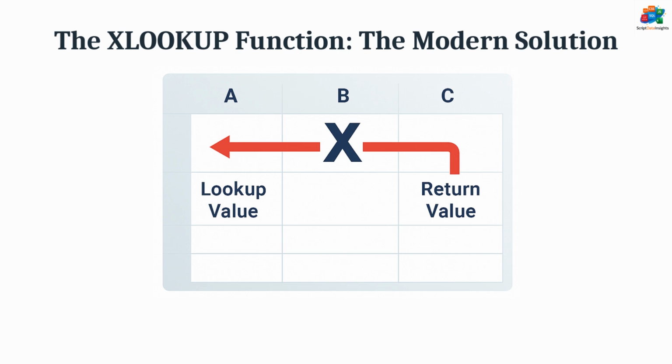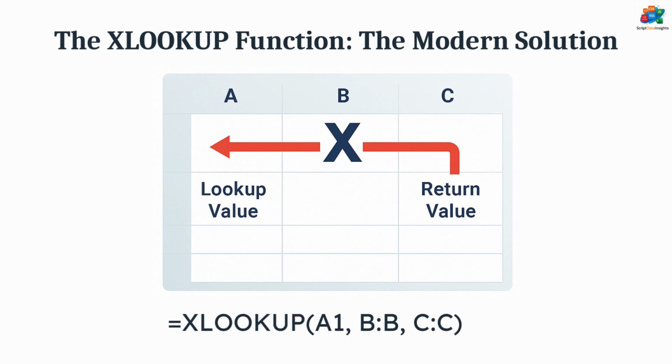The syntax is much simpler and more intuitive: =XLOOKUP(A1, B:B, C:C). You tell it the lookup value, the lookup column, and the return column, making the formula highly flexible.